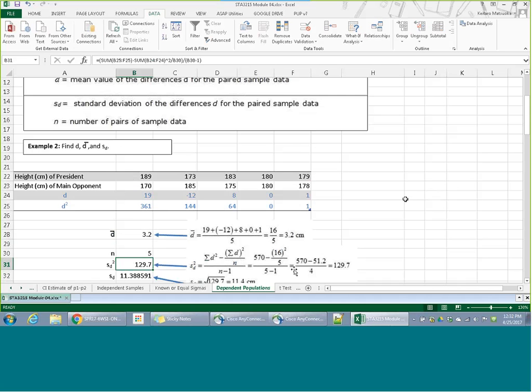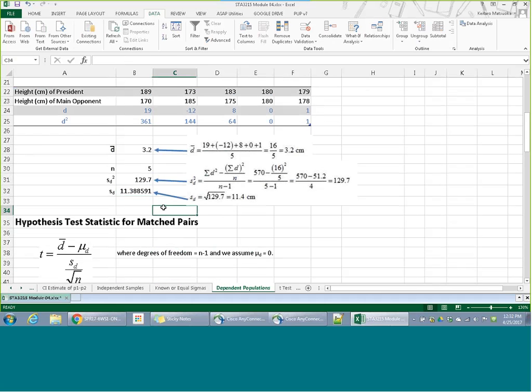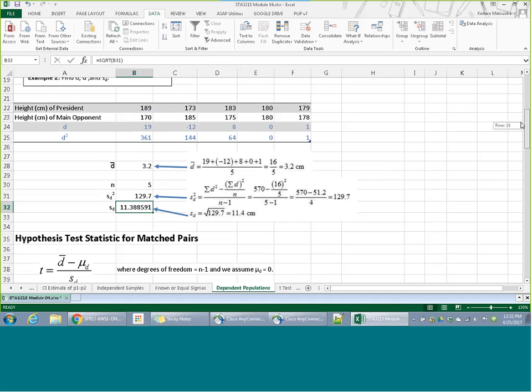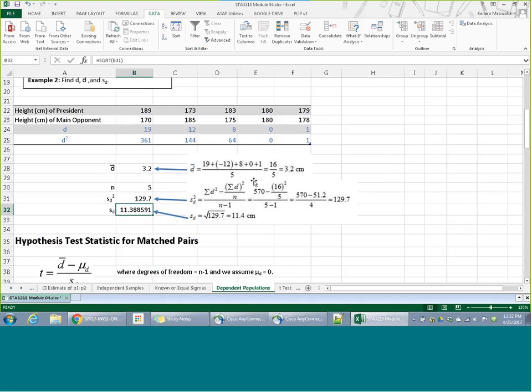And what we want is this, which is the square root of this, or the standard deviation of all these numbers. Either way, you get this. So s d is about 11.4 centimeters. Okay, so that's how you do d bar and the standard deviation of d. I'm just reproducing what's in the lecture notes. You can also use VAR.S or STDEV.S for these calculations, or the AVERAGE function here, whatever you're comfortable with.